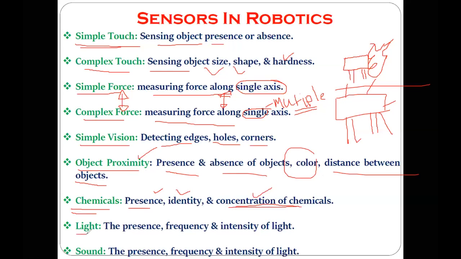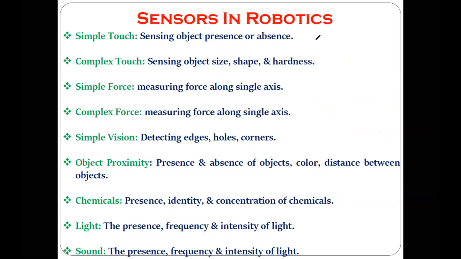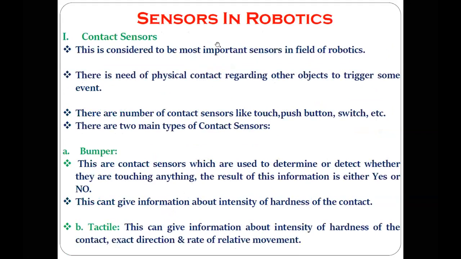Related to light also, for determining the presence of light, we have the light sensor, which can also give you the idea about the frequency of the light, intensity of the light, etc. Similar to light, we also have different kinds of sound sensors which can give an idea about the presence of sound, its frequency, and the intensity of the sound. So these are the general kinds of sensors which are available. Okay, we have just discussed an overview regarding that.